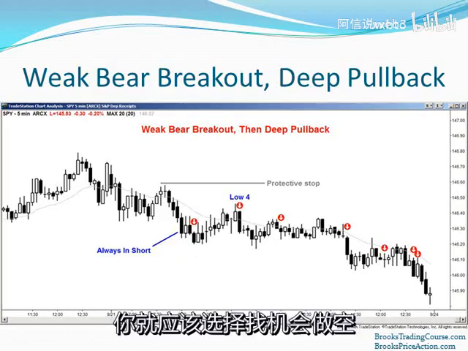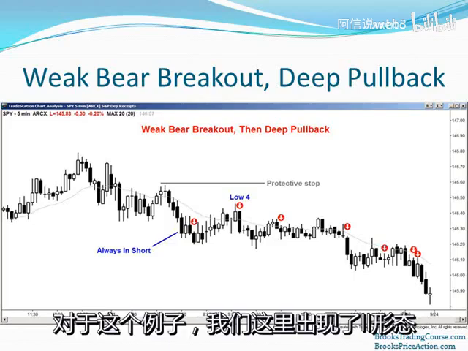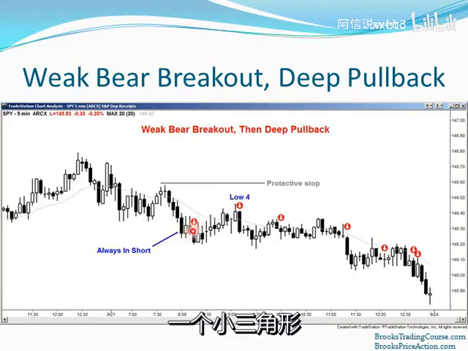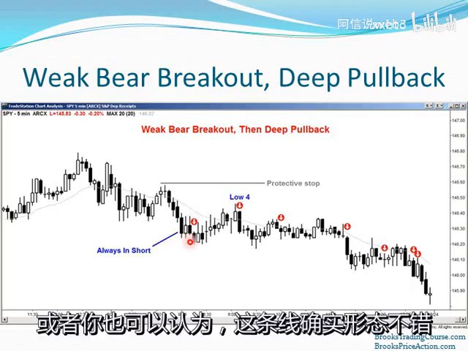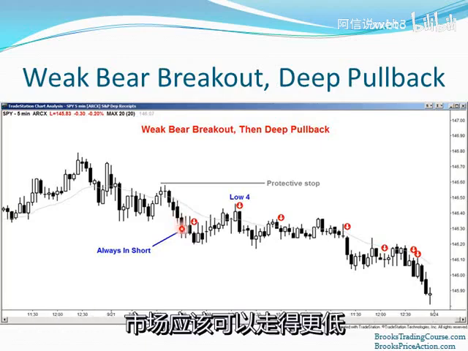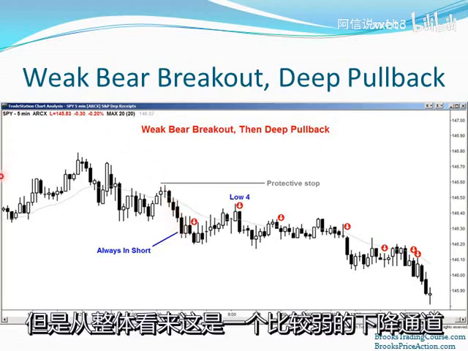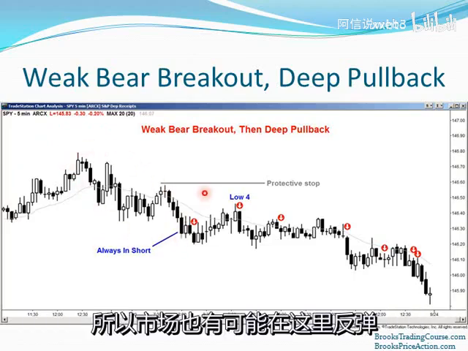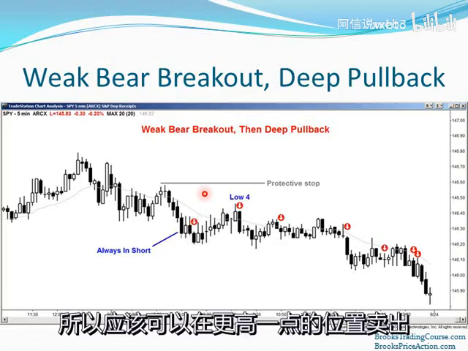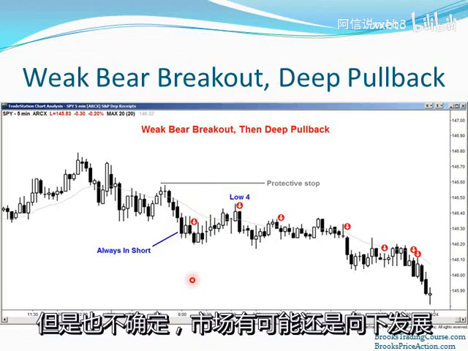When the market's always in short, what do you do? You've got to look to get short. In this particular case, we have an II pattern, a small triangle, and you could short below it, or you can say, I don't know, these bars are good, and it's enough to make me think we're going lower, but the big picture is that of a weak bear channel, in which case the market will probably bounce, and I should be able to sell higher. But I don't know, maybe it'll accelerate to the downside.